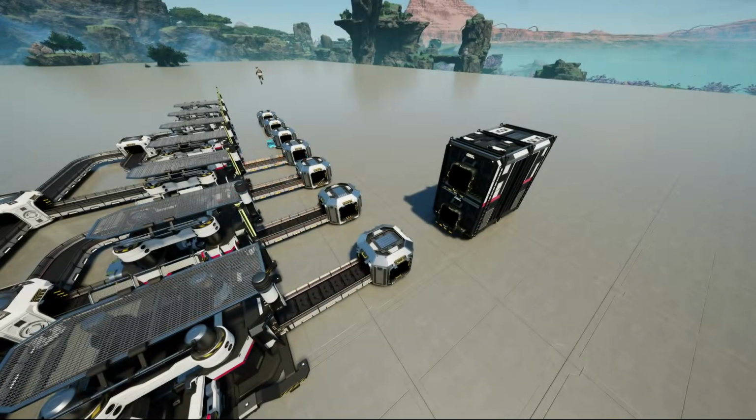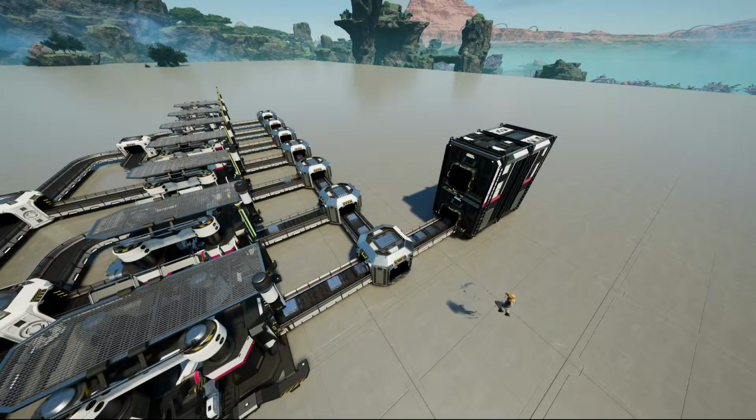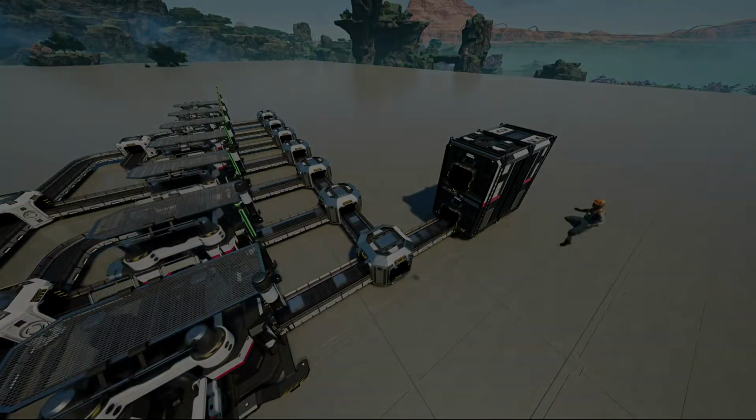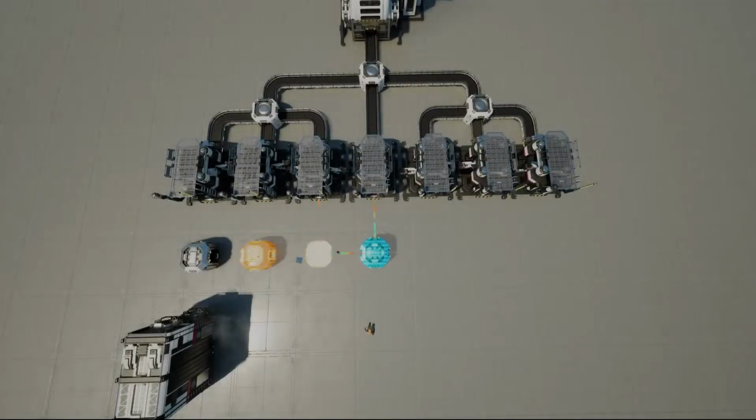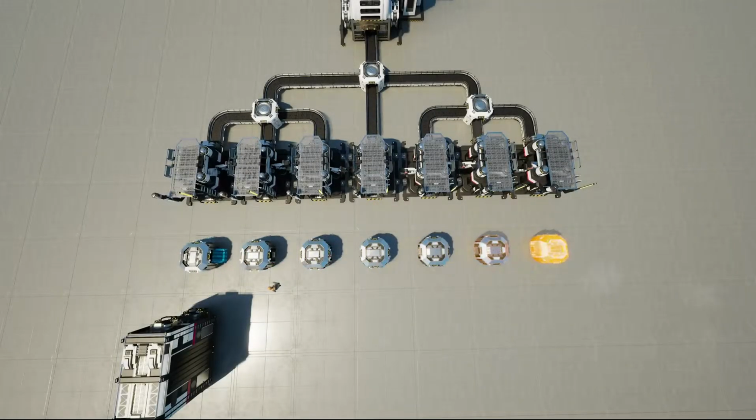Chances are you've built this before. Simply put, it's a straight line of splitters feeding machines where items flow down the line until all machines are eventually filled and are at working capacity. It's the most straightforward approach to resource distribution in the game. But that also means it has a little bit of caveats.